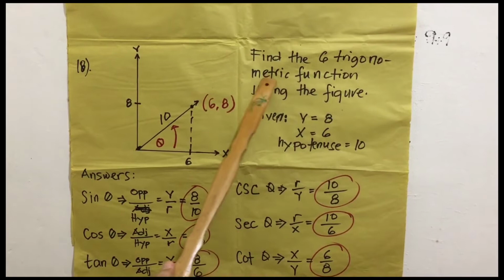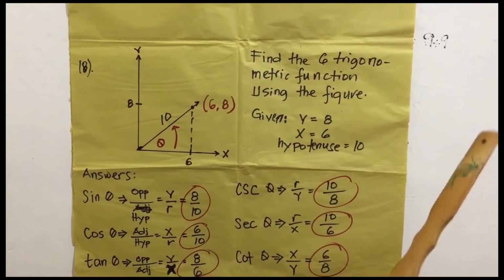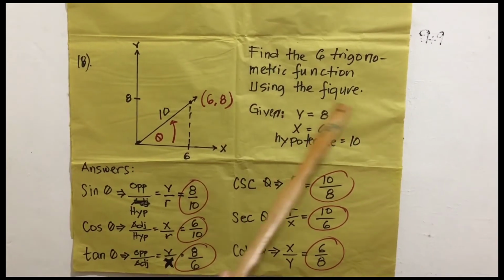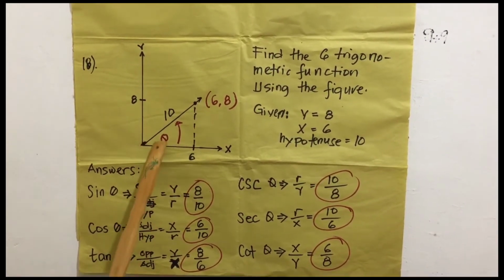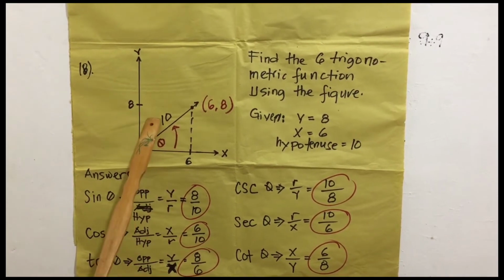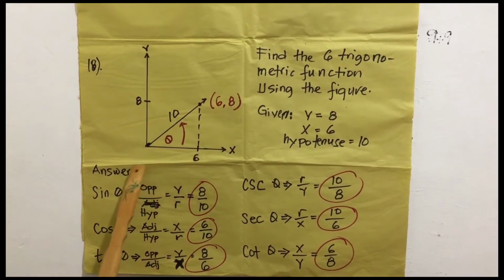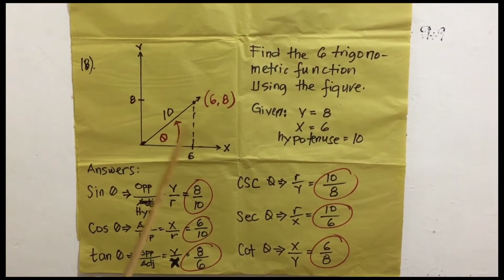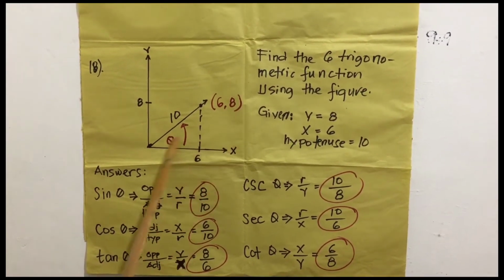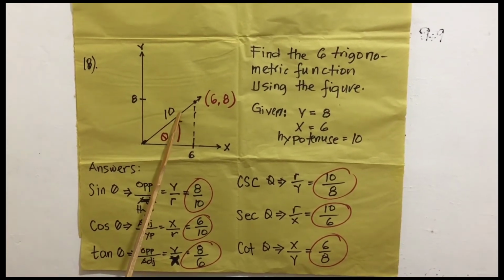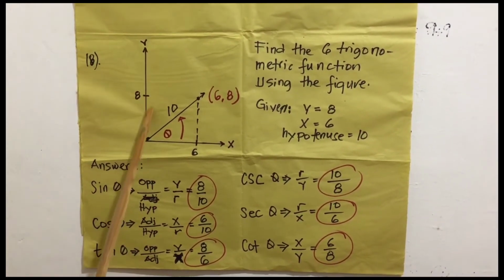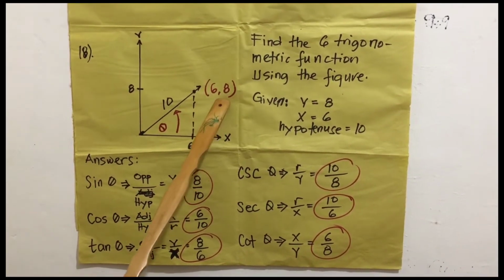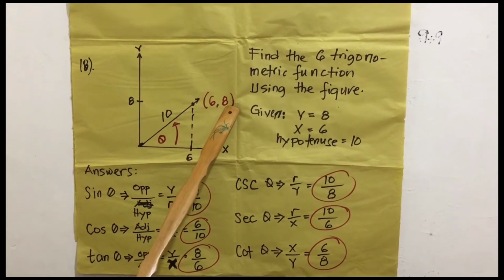Remember the 6 trigonometric functions: we have sine, cosine, tangent, cosecant, secant, and cotangent. And from this figure, the given hypotenuse is 10 units, and the movement of this angle is from the initial side, the x-axis, going to the y-axis, and we have a coordinate of 6 and 8.